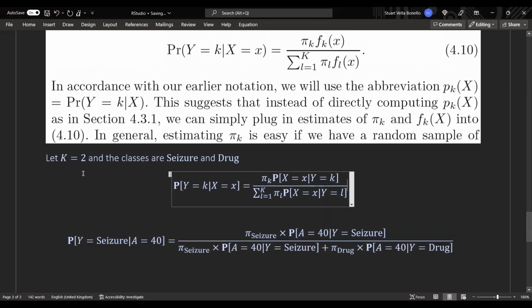Let's see. In accordance with our earlier notation, we will use the abbreviation p_k of x for this. It's what we were doing for default, right? So going back to the book.